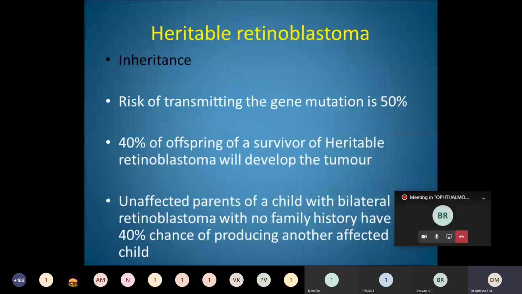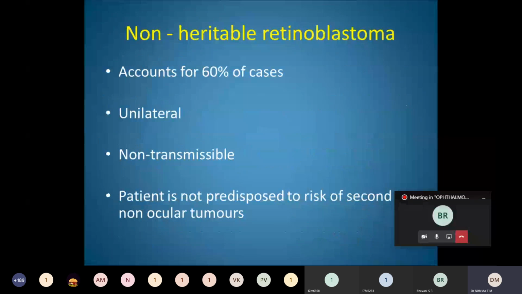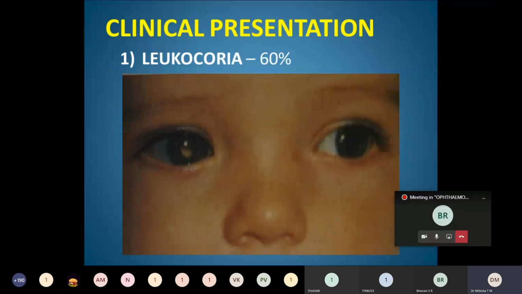and astrocytoma. Heritable retinoblastoma has inheritance. The risk of transmitting the gene mutation is about 50%. 40% of offspring of all survivors of heritable retinoblastoma will develop the tumor. Unaffected parents of a child with bilateral retinoblastoma with no family history have a 40% chance of producing another affected child. What is non-heritable retinoblastoma? It accounts for about 60%, while 40% is heritable. It is unilateral and non-transmissible. The patient is not predisposed to any risk of second non-ocular tumors.